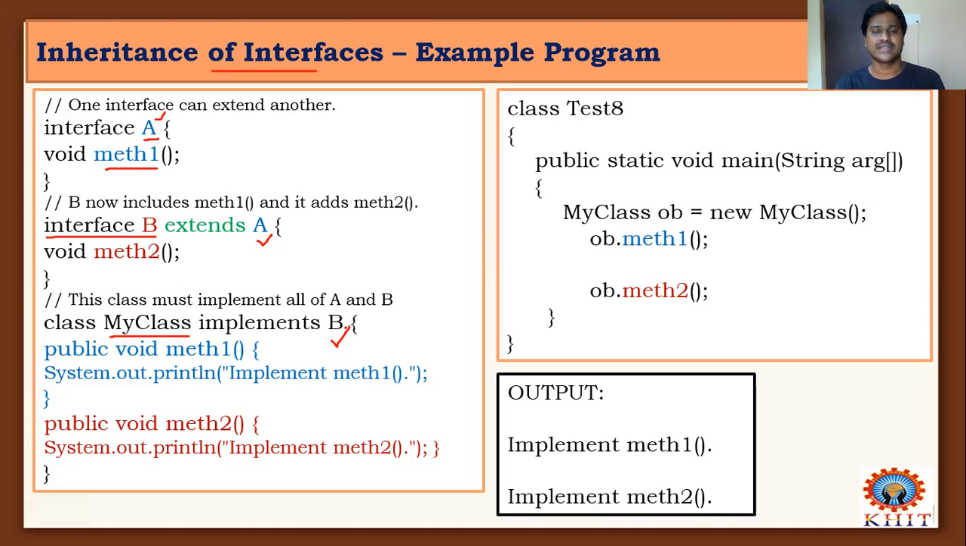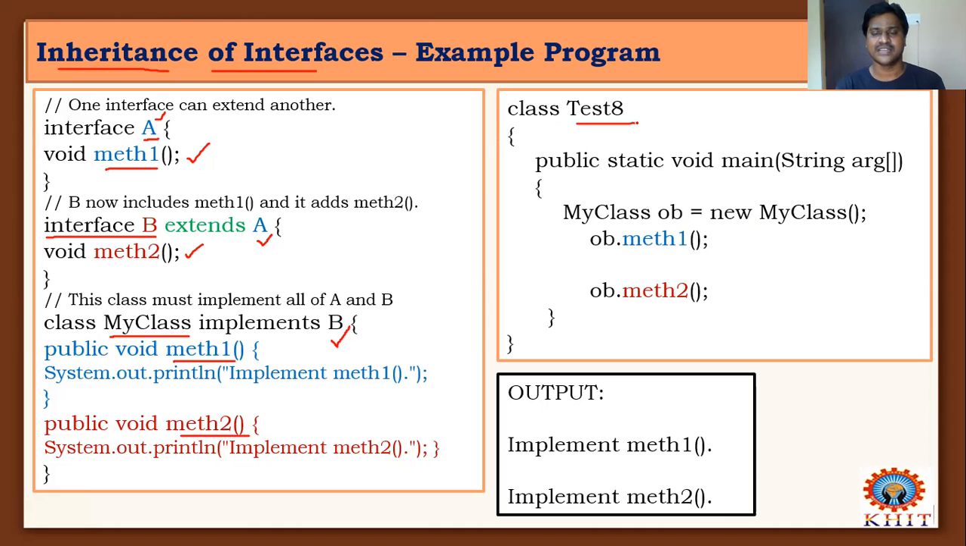So the class which implements interface B, and B having an inheritance relation with A, must implement all the methods defined in both the interfaces. That is, in interface A method 1 and in interface B method 2. And these two methods should be implemented in the class, right? So this is a very important point to be learned here while we are implementing or getting the concept of inheritance using interfaces.